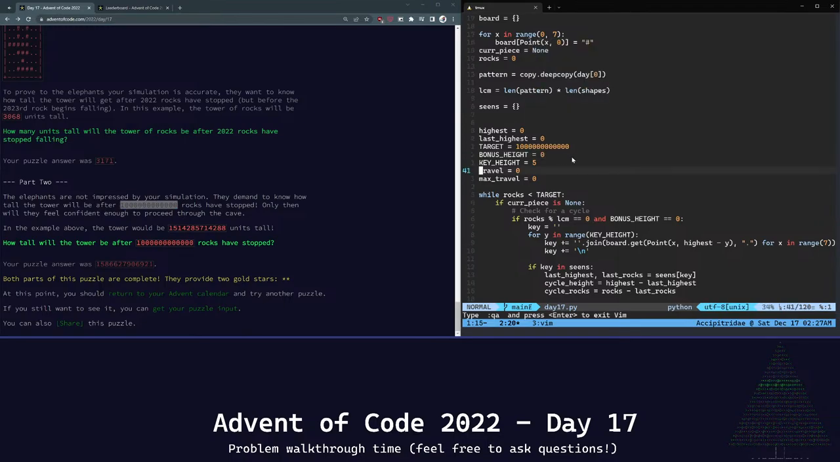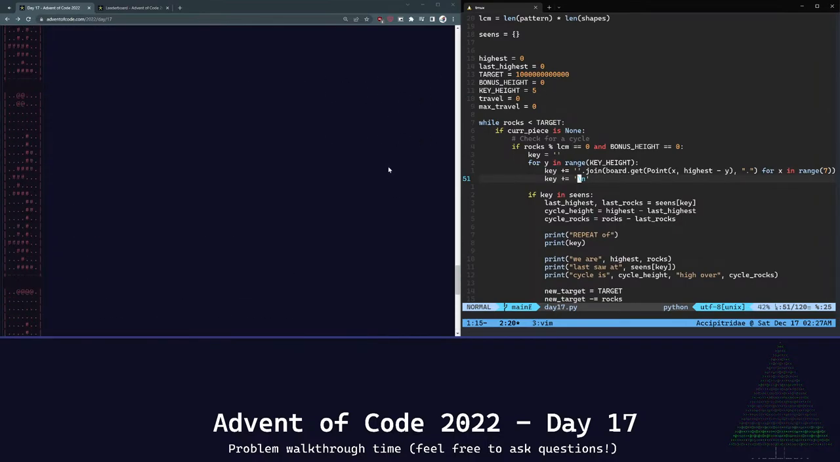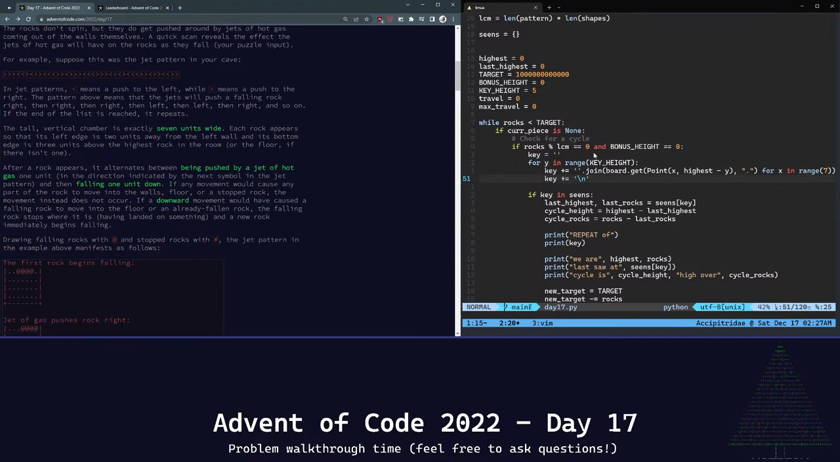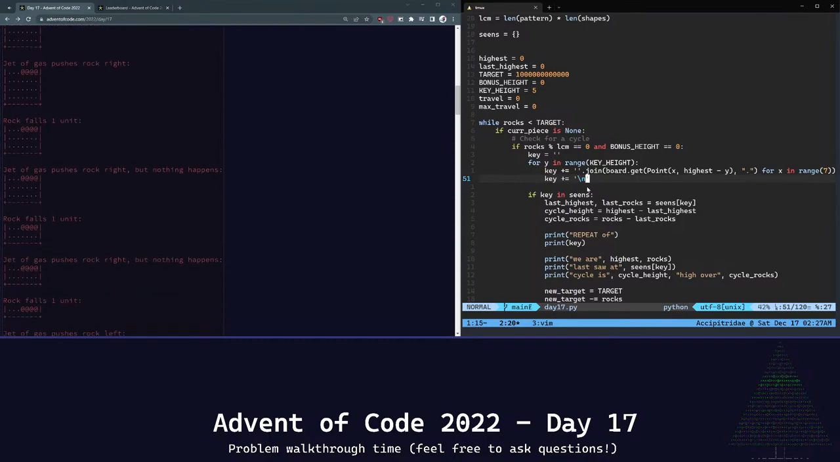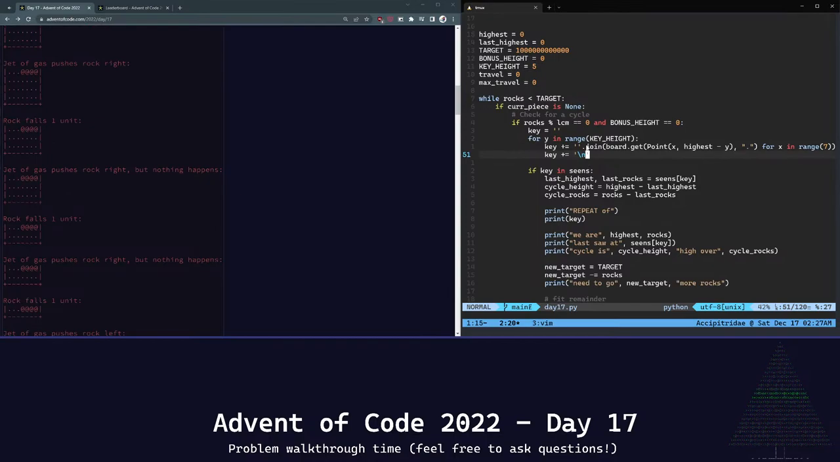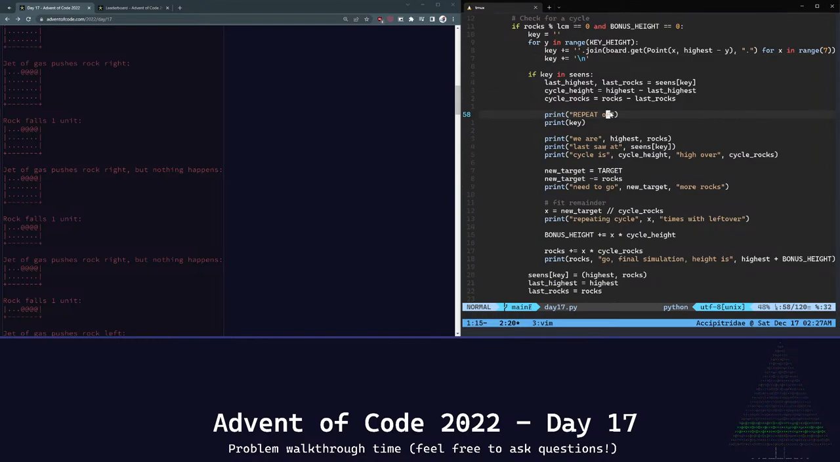And so that's what we do here, where every time we finish the cycle of the jet pattern, we look at the top of the height of the tower basically. And if the height of the tower looks like something we've seen before, we identify the cycle and we do some math to figure out, well, how long was the cycle in terms of rocks and how high did we go? And then do math to do that jumping ahead into the future. And so that's what this looks like.